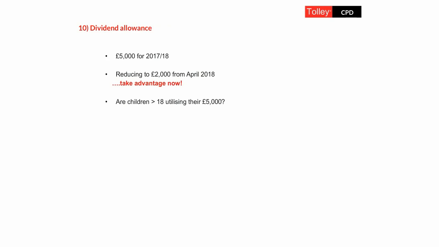And also, I think we should be asking ourselves: have we got clients that could utilise their £5,000 allowances for children? Now, this will be children over the age of 18. If they're over the age of 18, and let's say they're at university, then it would be reasonable for them to have some shares in your trading company, and for you to be routing £5,000 of dividends through those shares so that they can pay for their university accommodation, for example. That's obviously tax-free for the individual because they don't pay tax on £5,000, and it's better than you paying for your child's university accommodation out of taxed income.